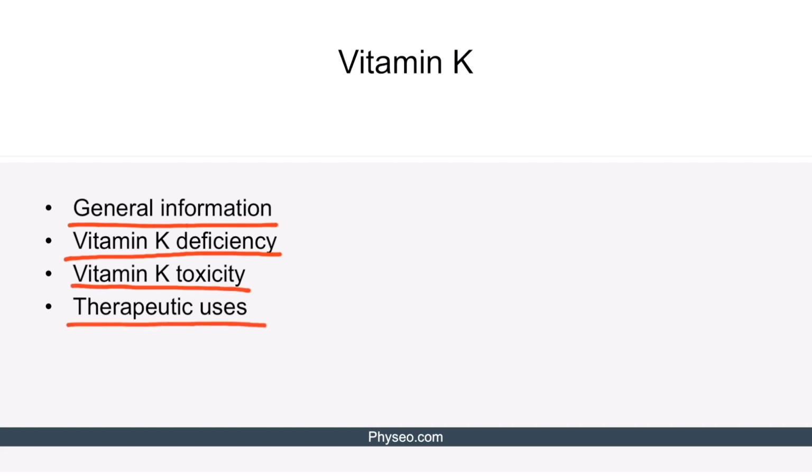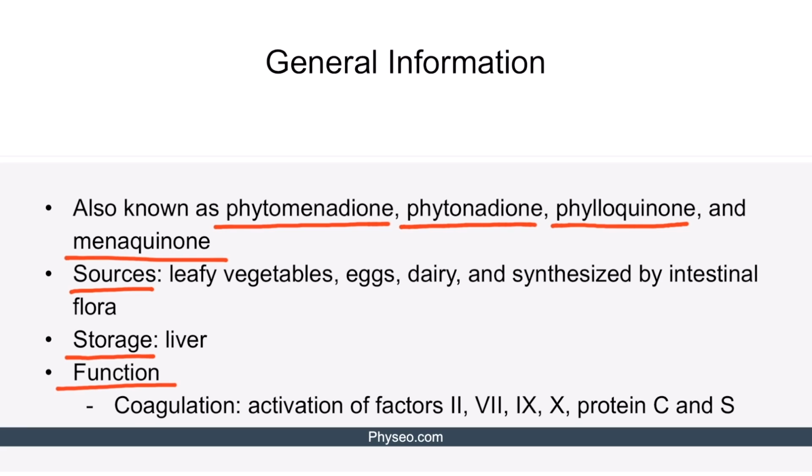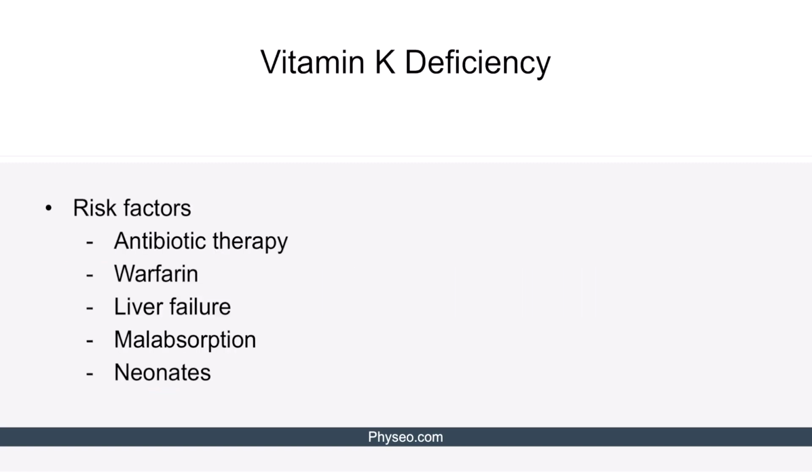Let's start with general information. Vitamin K is also known as phytomenadione, phytonadione, phylloquinone, and menaquinone. Its main sources are leafy vegetables, eggs, dairy, and it is also synthesized by the intestinal flora. It's stored mainly in the liver. The function of vitamin K is related to coagulation, specifically the activation of factors 2, 7, 9, 10, protein C and S. Let's continue with vitamin K deficiency.